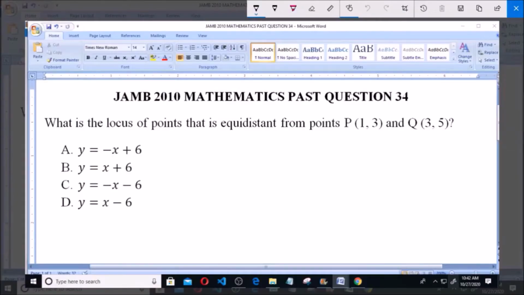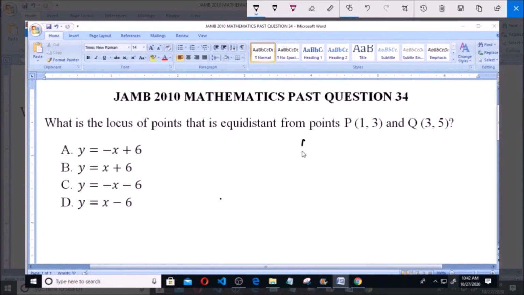I will be answering JAMB 2010 Mathematics Past Question 34. What is the locus of points that is equidistant from points P(1,3) and Q(3,5)? So we are asked to find the locus of points that is equidistant from points P(1,3) and Q(3,5). A, y is equal to minus x plus 6. B, y is equal to x plus 6. C, y is equal to minus x minus 6. And D, y is equal to x minus 6.